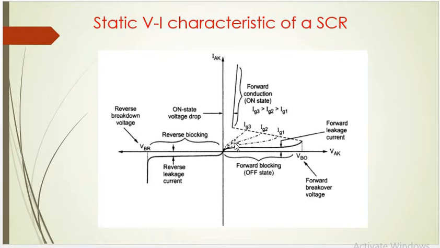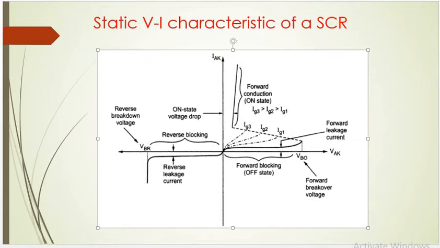When it is in reverse bias condition, it goes into reverse blocking. After the reverse breakdown voltage occurs, it will stop working. In the reverse blocking period, after attaining the reverse breakdown voltage, the voltage value stays at the same saturation level.